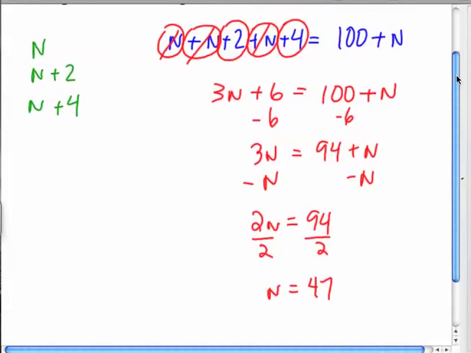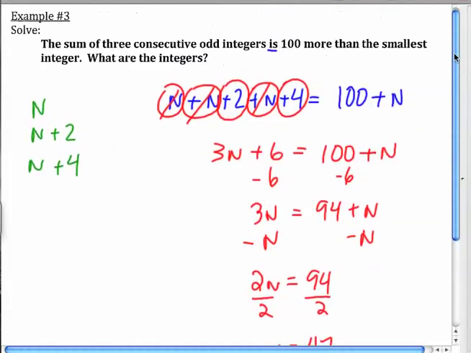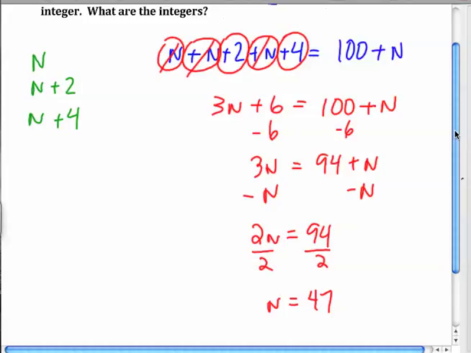Now let's think about it for just a second. Remember, it says 3 consecutive odd integers. Well, is the first one, n, odd? Okay, 47 is an odd number. That's good. What's the next odd number, Ben? 49, and then what's the last one? 51.